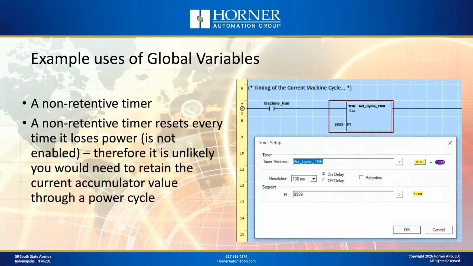All right, now let's talk about timers. Most of the time, you're going to allocate timers as non-retentive, or basically global. Because in most cases, when you have a power cycle or a stop-to-run transition, whatever your timing is going to be interrupted anyway, so you might as well make it global.